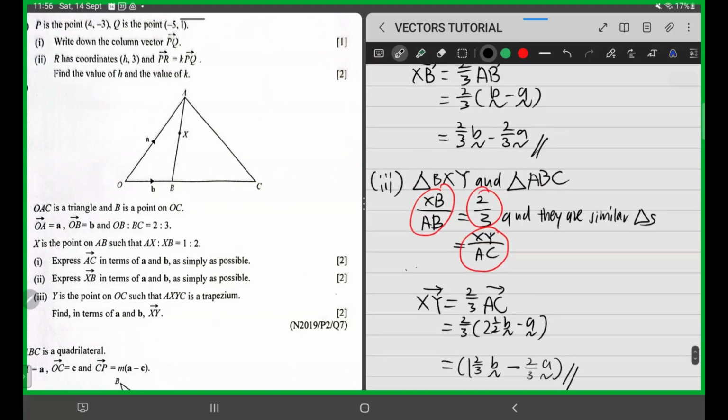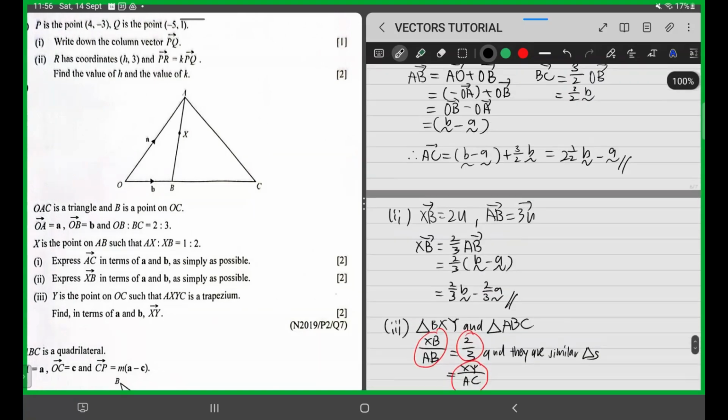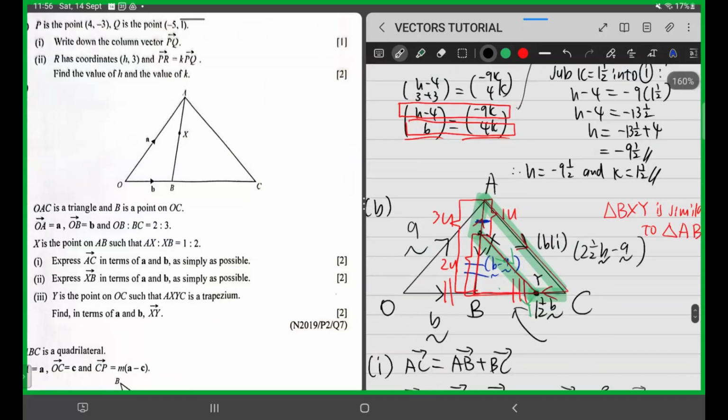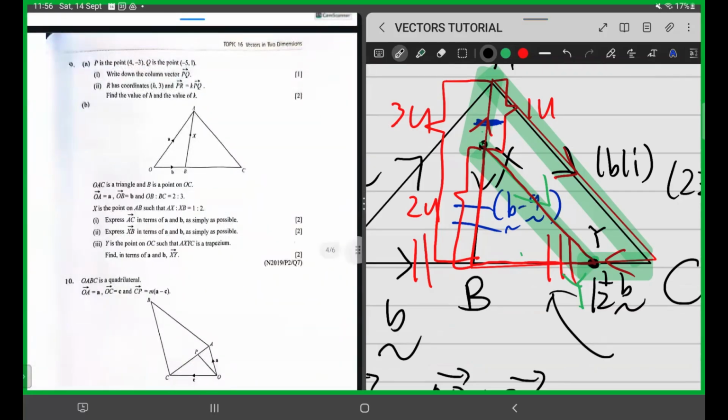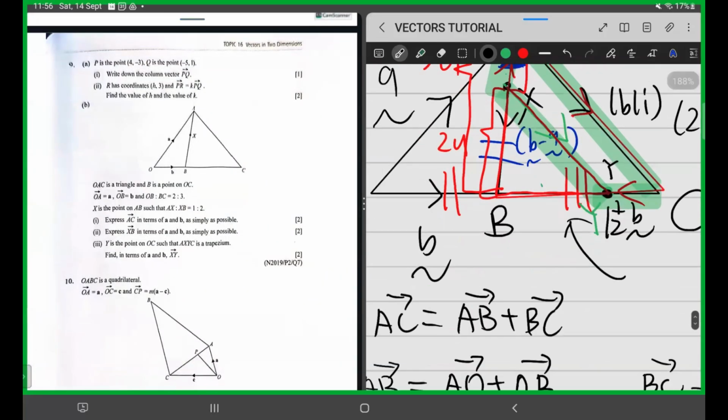Okay, so this question is a little bit on the trickier side, but nevertheless, if you draw this out during exams, you will hopefully see. So vectors, they always like to test similar triangles. Not only for vectors, but for chapters like mensuration also. So if you're stuck, just try your best to recall similar triangles as much as you can.